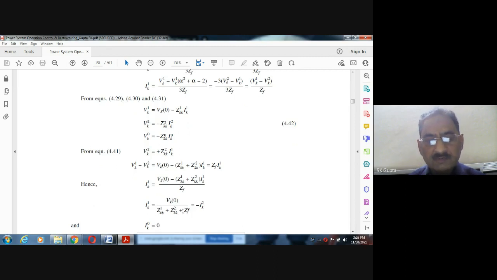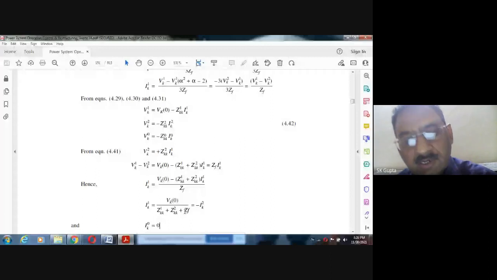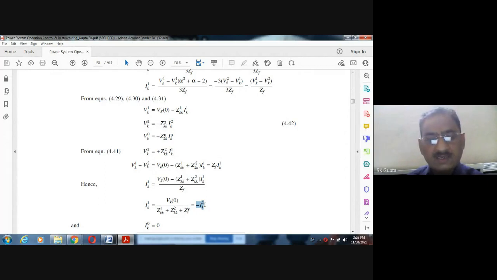ZKK1, ZKK2, ZF. What was it in the single line to ground fault? VK0 divided by ZKK1, ZKK2, ZKK0 plus 3ZF. See here, one, ZK0 is not there, there is no zero sequence current, and here instead of 3ZF there is only ZF. And otherwise positive sequence current was equal to the negative sequence current in the single line to ground fault. Here positive sequence current is the minus of the negative sequence current. So you should remember the difference between the two also. And here zero sequence current is 0.